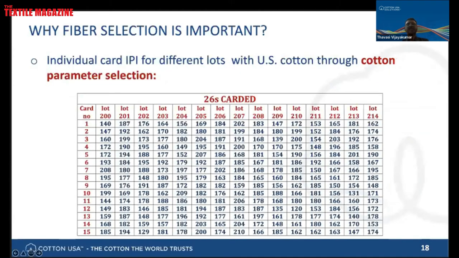This slide exhibits IPA values of 20 carded knitting yarn from different cards with various lots. The unique thing is that individual cards were tested for every lot to make sure that all the cards perform better.